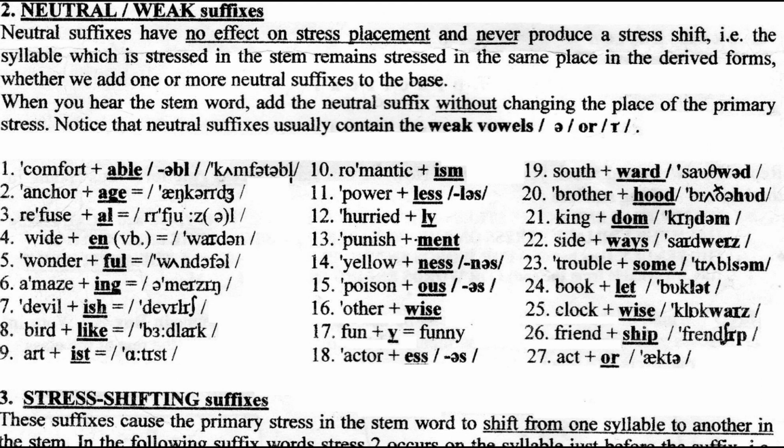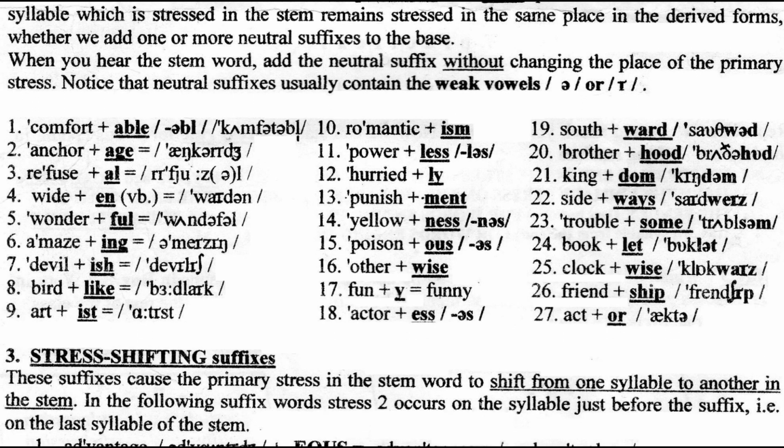We practice together. 1. Comfort plus able, it becomes comfortable. So we have not changed the stress. It was on com, it stays on com. So comfort, comfortable. As if the suffix was not added. That's why it's called weak. It has no effect on the stress placement.